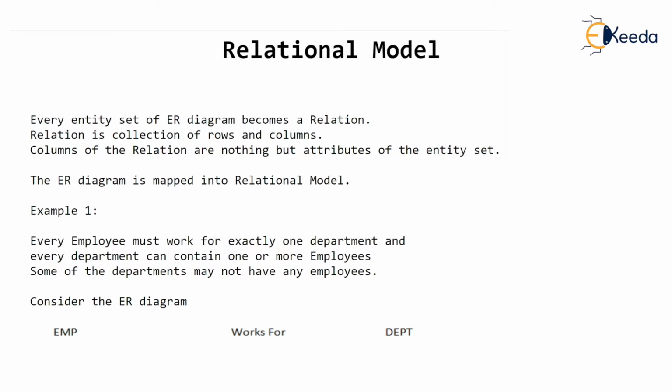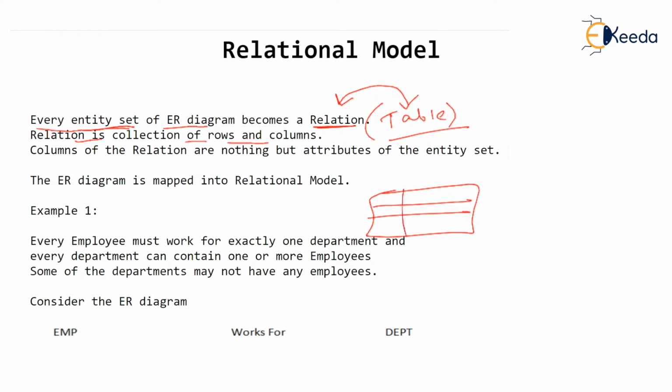By the way, the rule is: every entity set of the ER diagram becomes a relation. Now relation is another name given to table. In this chapter, we will interchangeably use the words table and relation. Both are the same. Now relation is a collection of rows and columns. That is a table. A table is a collection of rows and columns. And each column represents an attribute, like EMP ID is one of the columns, or EMP name. Name is another column. So columns of the relation are nothing but attributes of the entities.